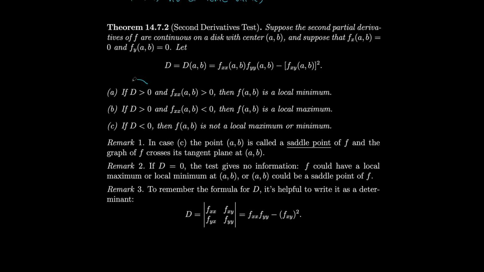So we only know if d is greater than 0 or d is less than 0. If d is equal to 0, then we have to get more creative to figure out what the point could be. We can't assume that it's going to be anything.